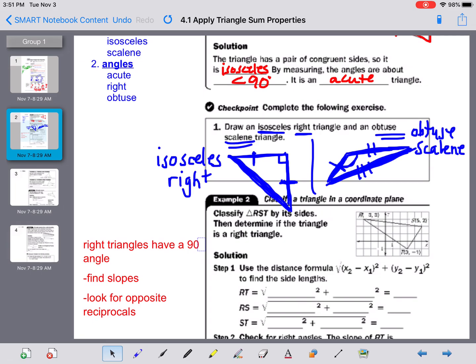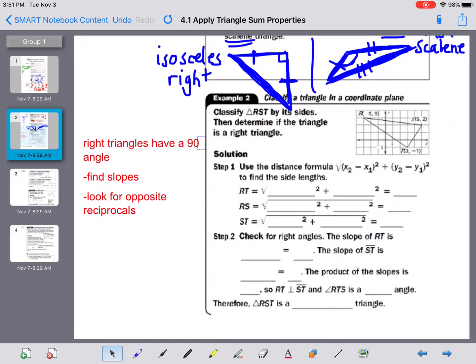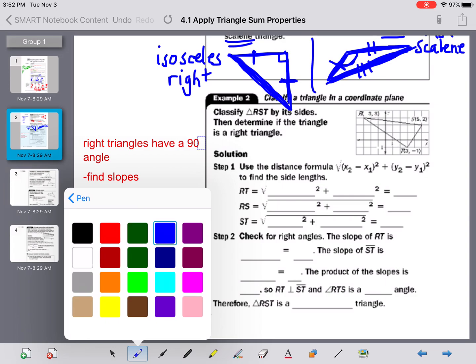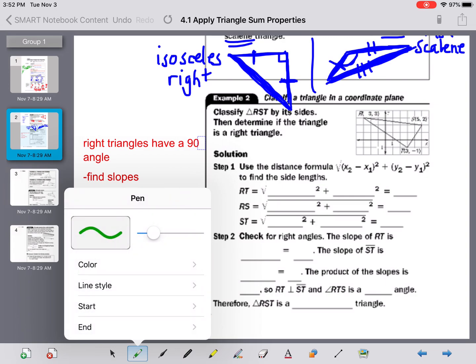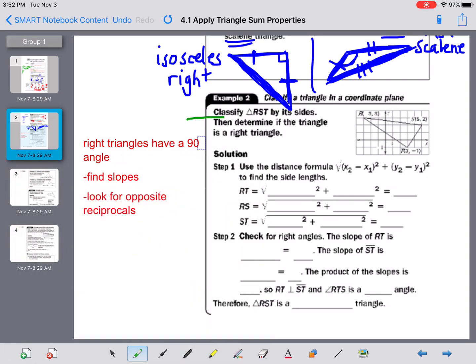All right, moving on. It says classify this triangle by its sides and determine if the triangle is a right triangle. So we have 2 different jobs here. The first one is to classify it by its sides. So remember, we have 3 choices when we classify by the sides. It can be equilateral, all the sides are the same. It can be isosceles, 2 of the sides are the same. Or it can be scalene, none of the sides are the same.